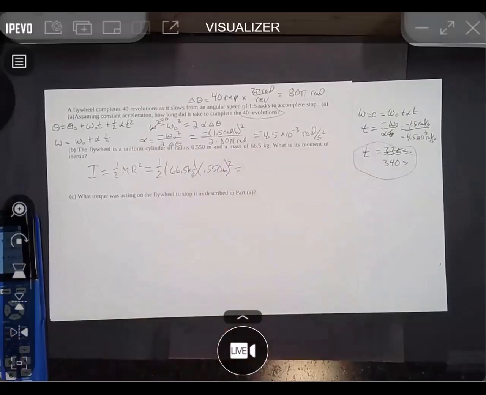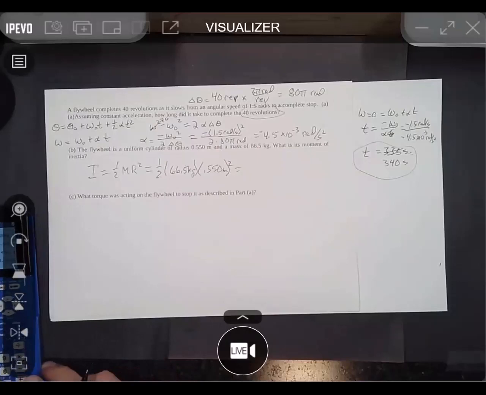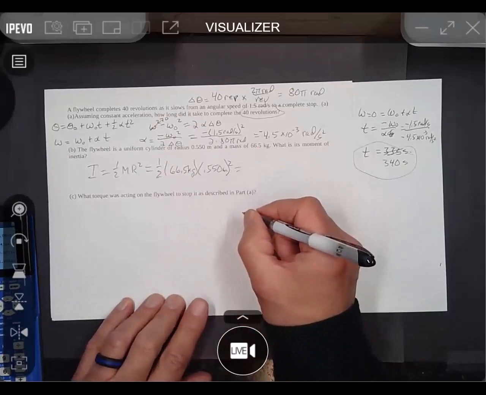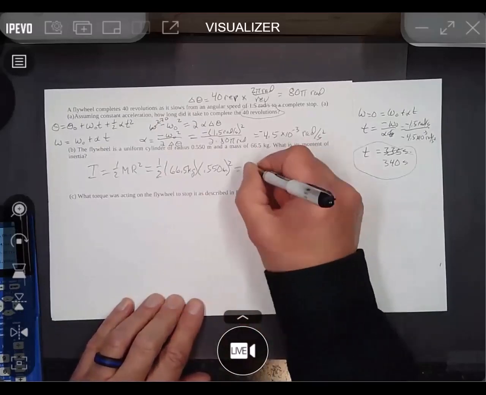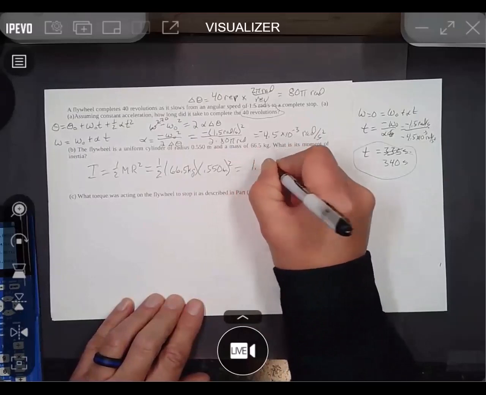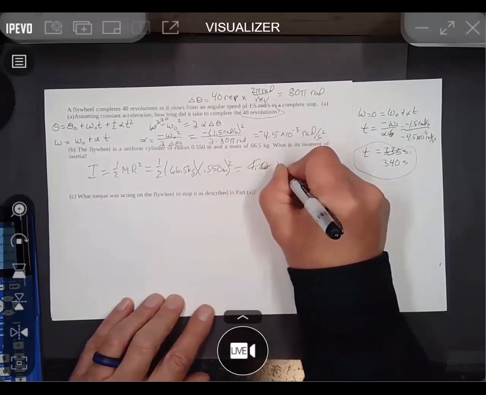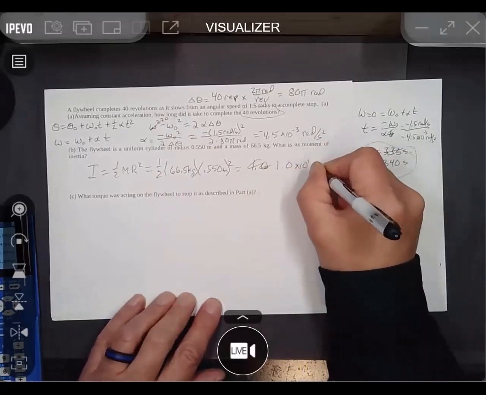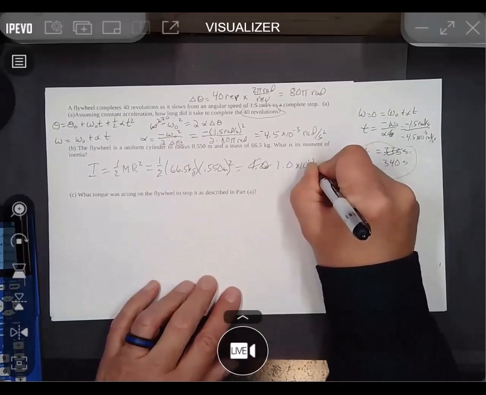I think I punched those in right. Yep, looks good. I actually get 10.0. I'll have to write it as 1.0 times 10 to the first to show the 2 sig figs. And that would be kilogram meters squared.